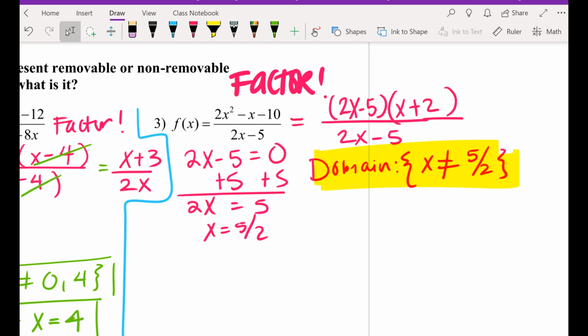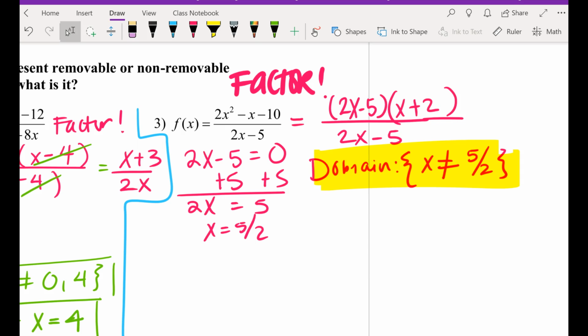What makes that value removable? What must be true? If the factor x minus a can be removed... Oh, if it can be canceled, right? Cancel means getting rid of it. Getting rid of it means I can remove it.